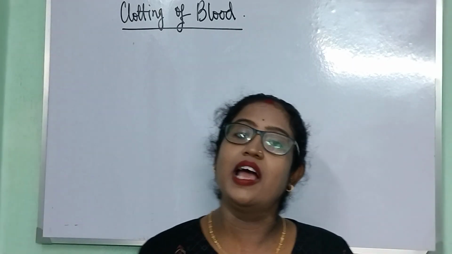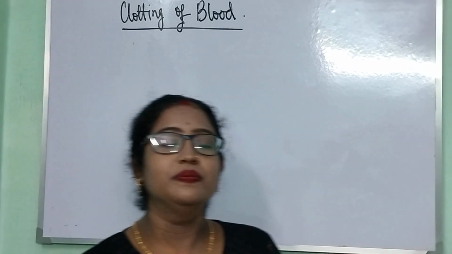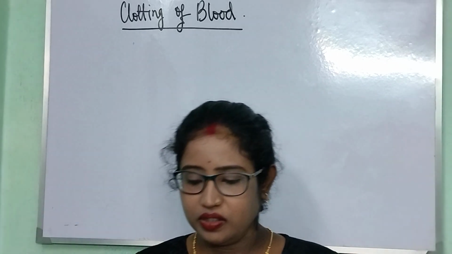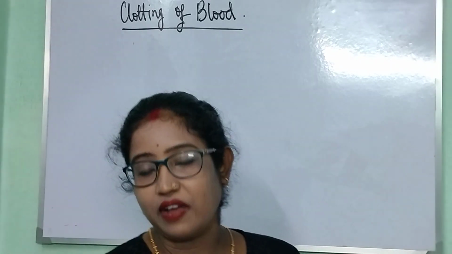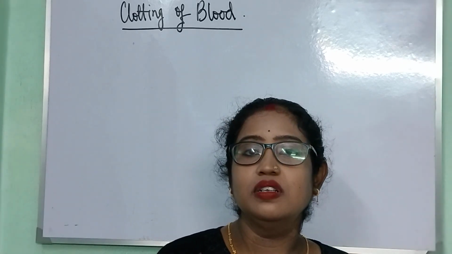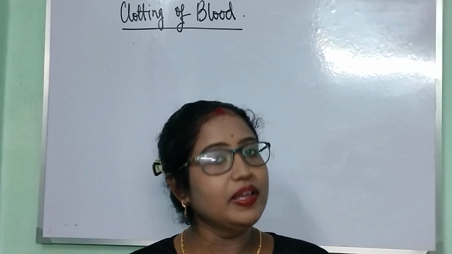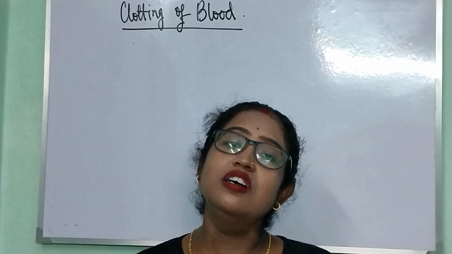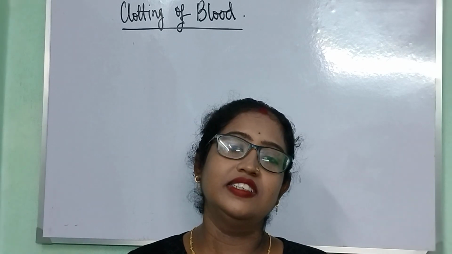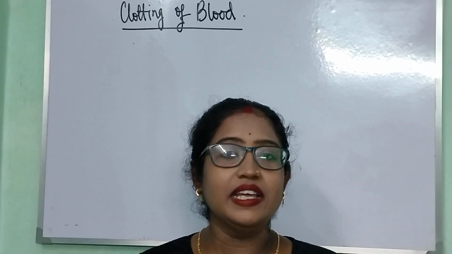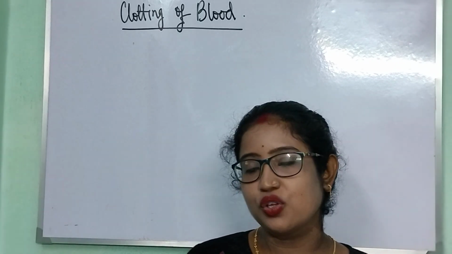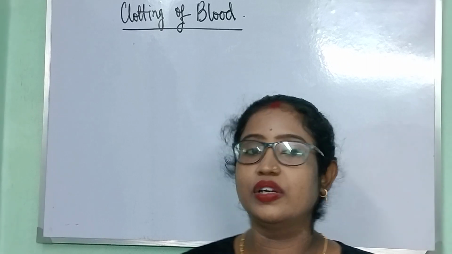The clotting of blood actually involves the conversion of the soluble protein, fibrinogen, into a fibrous insoluble protein, fibrin, and the clotting process is done by the blood corpuscles named platelets. So let us discuss the steps of blood clotting.